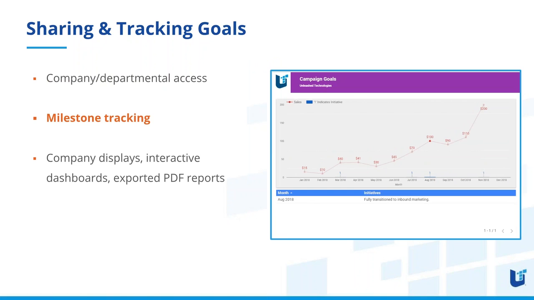In this example, I clicked the $100 mark on the red sales line to filter the initiatives shown in the table below it. I now know the initiative that was running in August, and I can see the impact on that month's sales figures.